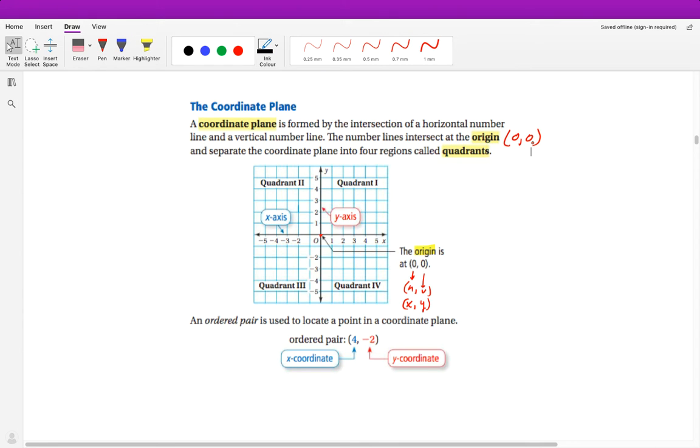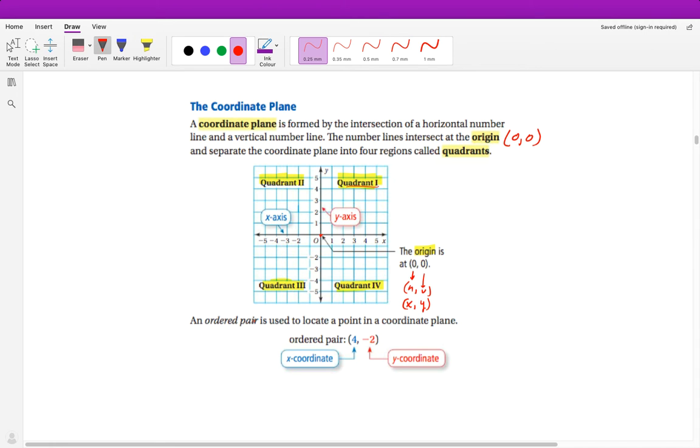And it separates the coordinate plane into 4 regions called quadrants. Right, so we start, it might not be something that you might think is the way that we count, but we start in the first top right region, and then we actually count counterclockwise. So it's quadrant 1, then quadrant 2, then quadrant 3, then quadrant 4. So we actually go in reverse clockwise. So we will start in our top right region, and we go around.